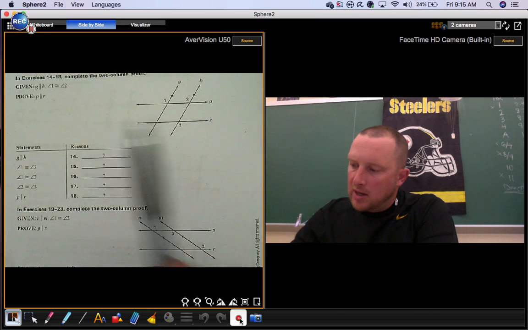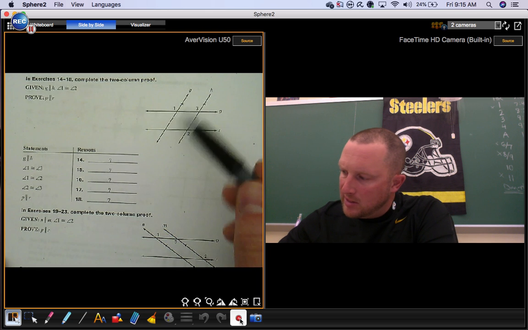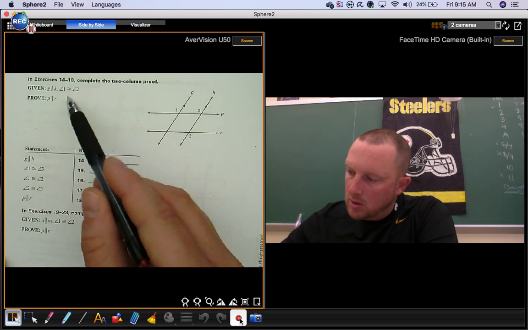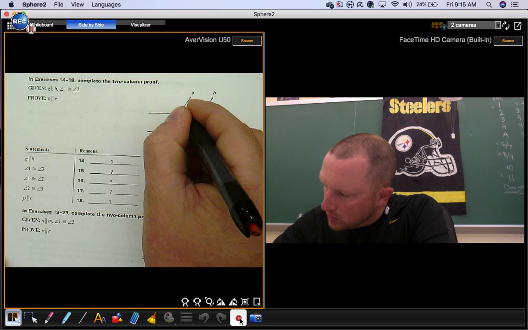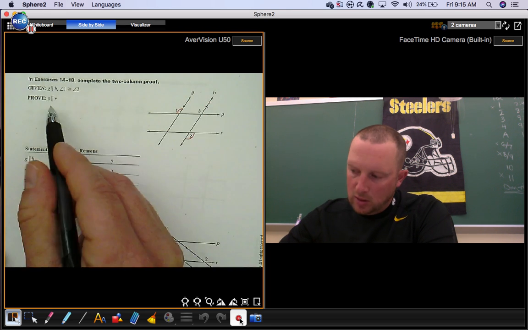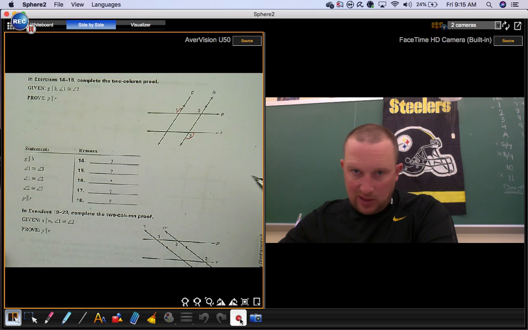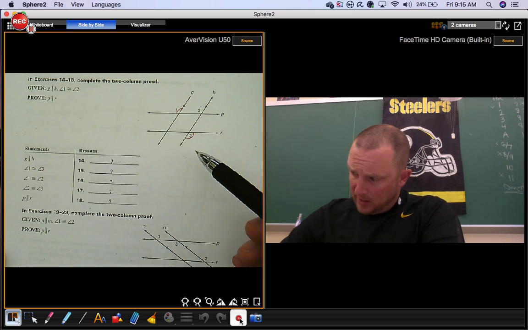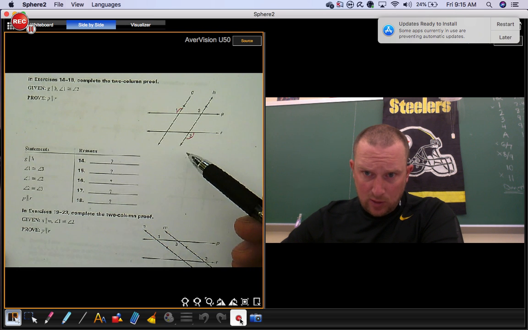So here's your diagram. They're telling you that line G and line H are parallel, and we know that because of the marks. They're also telling you that angle 1 is congruent to angle 2. You need to prove that line P is parallel to line R. Now, this is very similar to a proof that we did in the practice A's, I believe. We'll see how it works out.